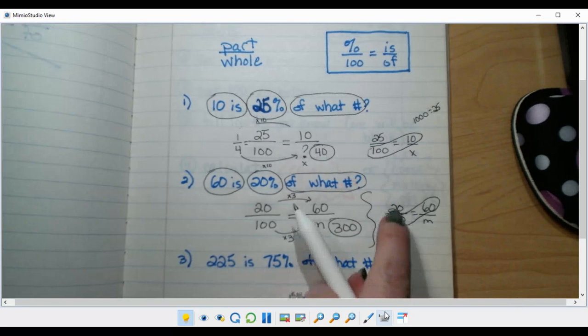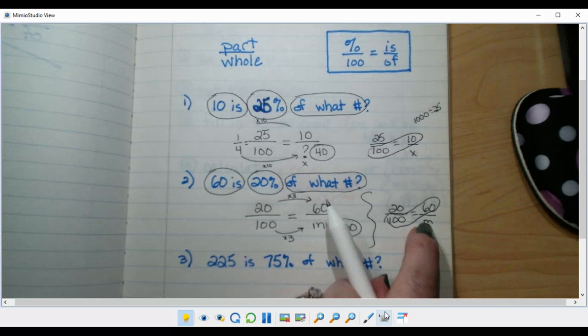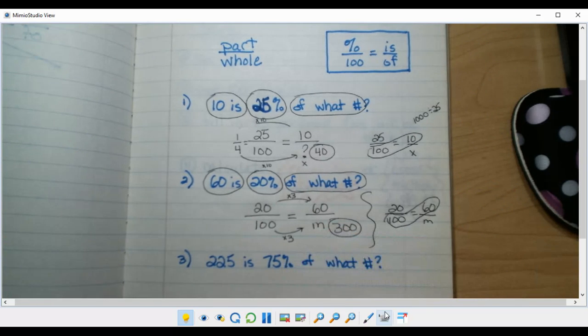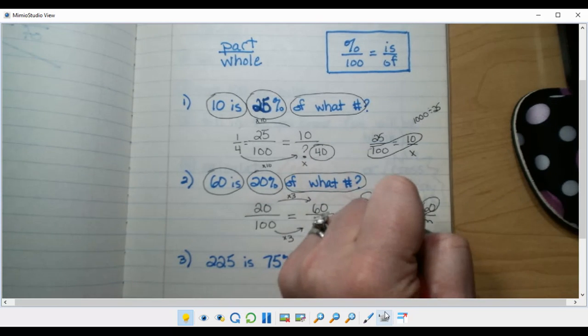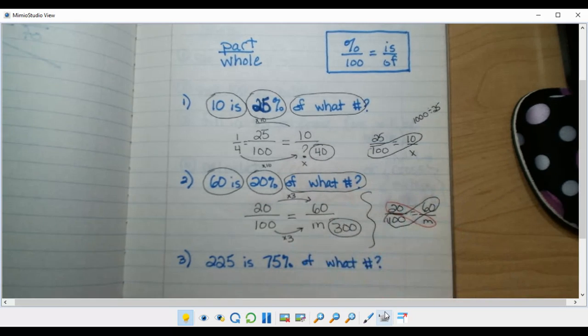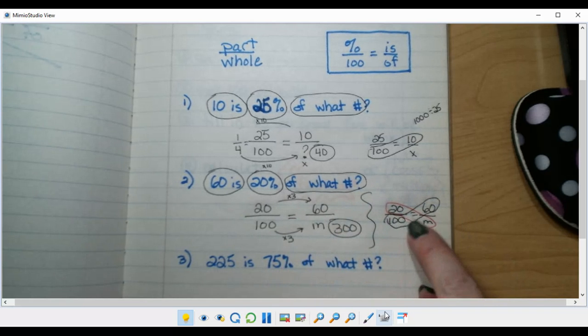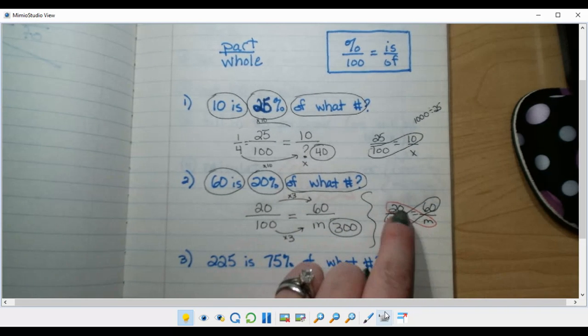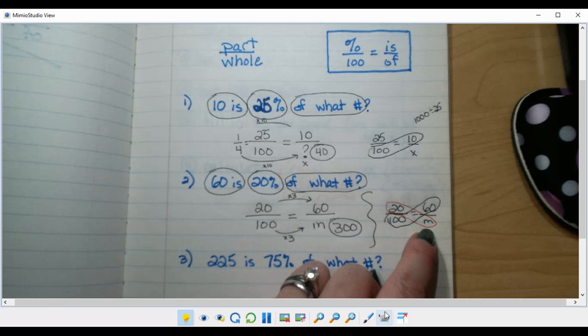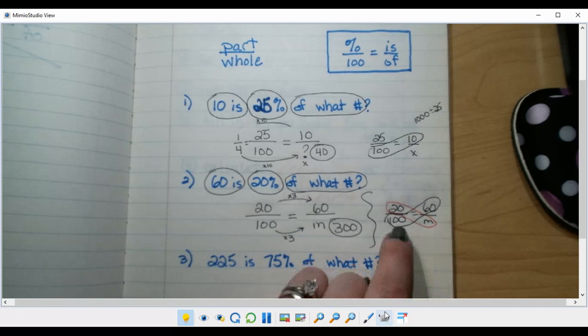Because if I went the other way, that diagonal doesn't have both numbers. Let me see if I can do that in a different color so that you can see the diagonals and what I'm talking about. See how the one that I circled in black has double numbers, and the one that I circled in red doesn't have double numbers, it only has one? We don't want the red, we want the black.